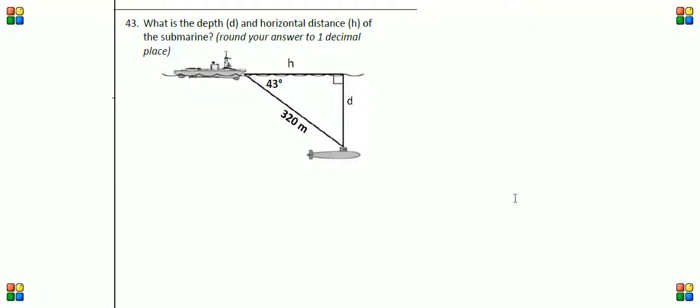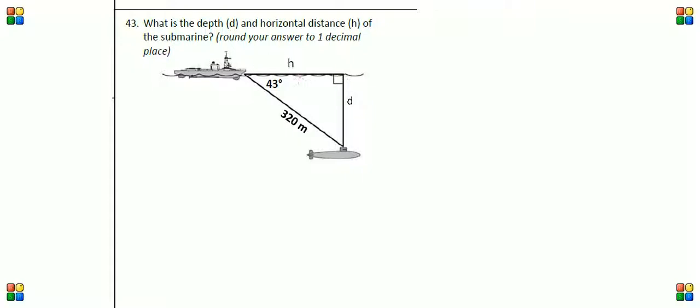Question number 43. What is the depth and horizontal distance of the submarine? Round your answer to 1 decimal place. So they told us in the question that they're calling out that side D is in reference to the depth of the submarine, and side H is in reference to the horizontal distance.